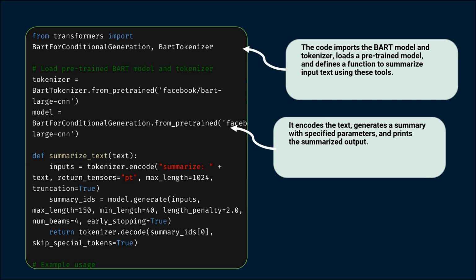Then, with these encoded inputs, we invoke the model's generate method, which produces summary IDs that reflect the condensed version of the input. Finally, we decode these generated IDs back into readable text, stripping away any special tokens as we go, and return that summary. This succinct approach, I promise, drastically simplifies complex NLP tasks, allowing developers like us to focus on building applications rather than getting lost in the intricacies of model training.